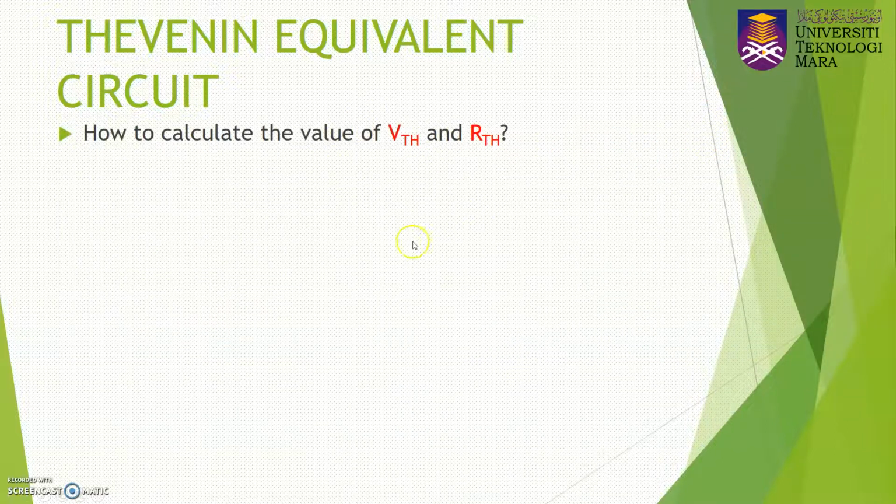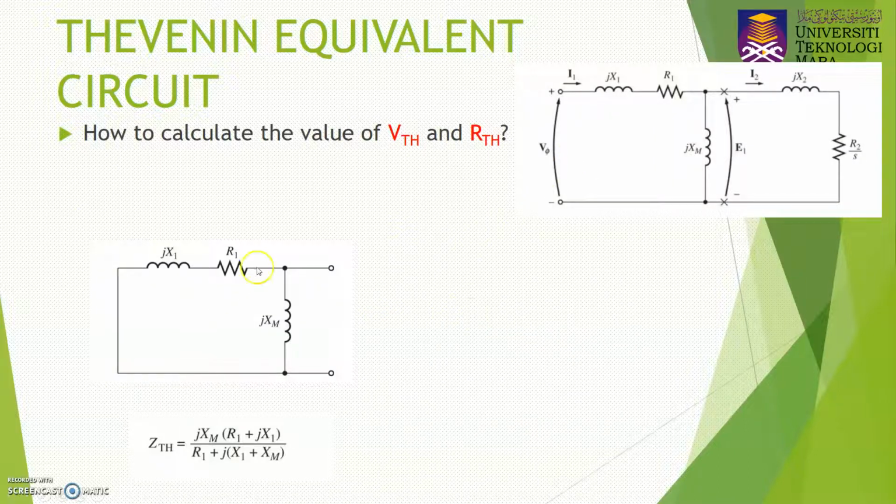Okay, so how do you calculate? Basically, we just remove the rotor circuit here and leave only the stator circuit. In order to find your Z-Thevenin, you short circuit your V supply, which is the input voltage to the stator part. Short circuit here, remove the rotor circuit, then you find the Z equivalent at this point. The Z equivalent is equal to the Z-Thevenin.